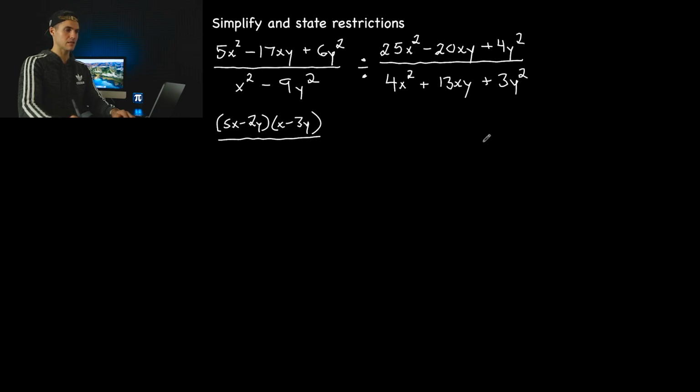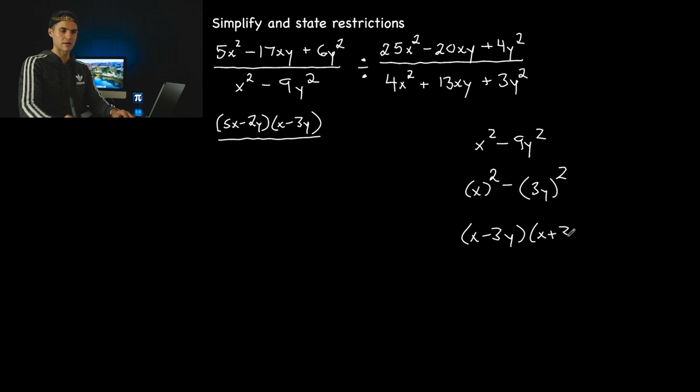And then the denominator, so x squared minus 9y squared, this is actually going to be a difference of squares. So we got this x squared minus, okay, the 9y squared I could rewrite as 3y squared, like that, right? Difference of squares, so we'll have x minus 3y, x plus 3y, like that. So this is going to be x minus 3y, x plus 3y.